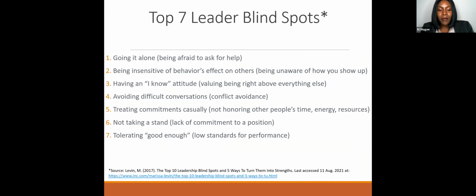So in a study conducted by Levin, they determined several leadership blind spots. And number one among them was going it alone, not reaching out, not seeking partnership, not getting additional perspectives, being insensitive to the behaviors' effect on others. Like what you may be doing will have impact on others, how it is perceived, how it is observed, how it lands is huge. Also, having an I-know attitude, that there's nothing more to be learned. You already know all there is to know about a particular subject, a person, a situation, and not recognizing that everything is constantly evolving. People, situations, and circumstances. And then avoiding those difficult conversations, ignoring the fact that there are some really challenging things that people are facing, that organizations are facing, that teams are facing, and thinking that your silence doesn't speak volumes.